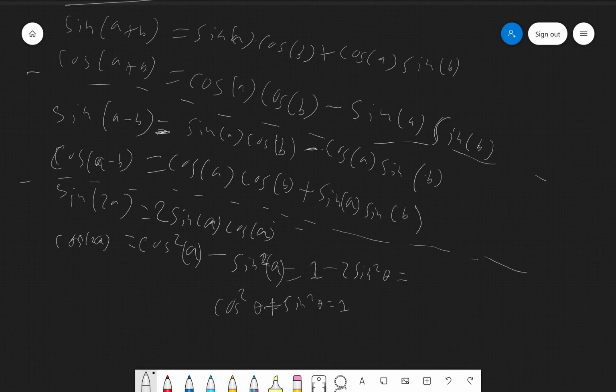We can also do it a different way. We can find a form of sine squared of theta. Sine squared of theta equals 1 minus cosine squared of theta. Plug that in, and you get cosine squared of theta minus 1 plus cosine squared of theta. So that's equal to 2 cosine squared of theta minus 1. Okay, cool beans.